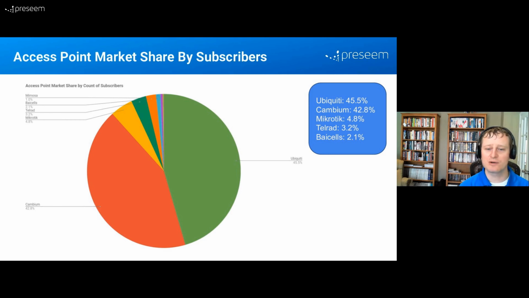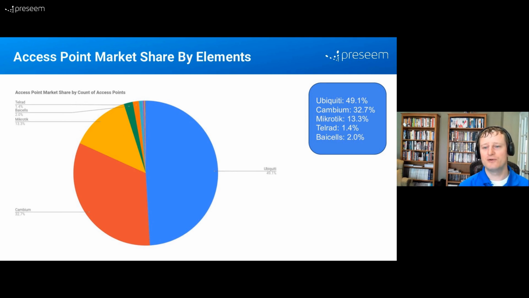So this is a count of subscribers attached to that vendor's access points. You can see Ubiquiti, about 40%, 46%, sorry. Cambium, about 43%. So, pretty close to each other in terms of market share when you look at subscribers. However, if you jump over to looking at this by network elements, you get a pretty different picture. Ubiquiti is 49% and Cambium's 33%. If that's not intuitive, the reason for this, and we'll see in a couple of slides when we look at the different models, is that there are several Cambium access point models that support a much higher subscriber density than Ubiquiti.